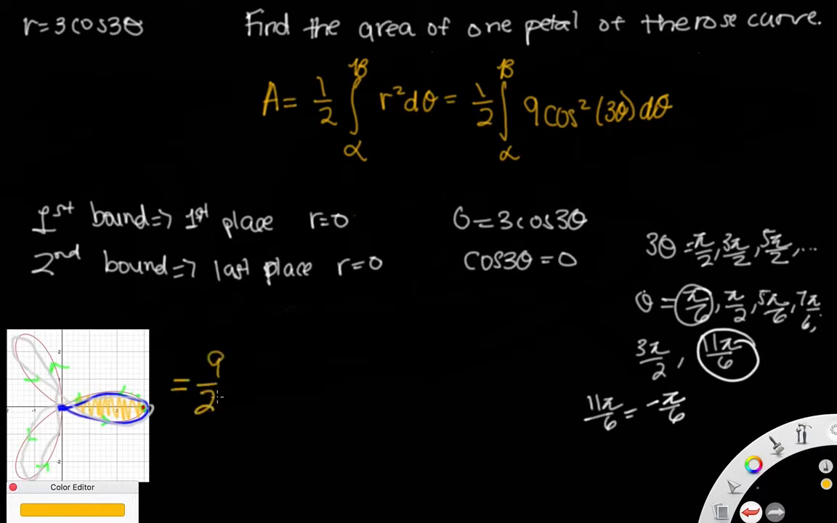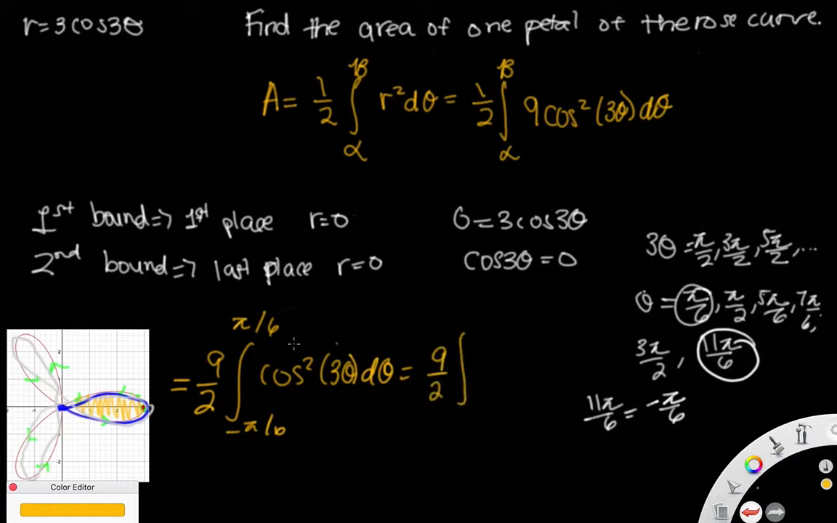So we can take the 9 out. Yeah, we took the 9 out, so it's just going to be cosine squared of 3 theta, d theta. And then you can just integrate. So cosine squared of theta is equal to 1 plus cosine of 2 theta over 2. But since theta is equal to 3 theta, 2 times 3 theta is 6 theta, so it's going to be 1 plus cosine of 6 theta over 2 d theta, from negative pi over 6 to pi over 6.